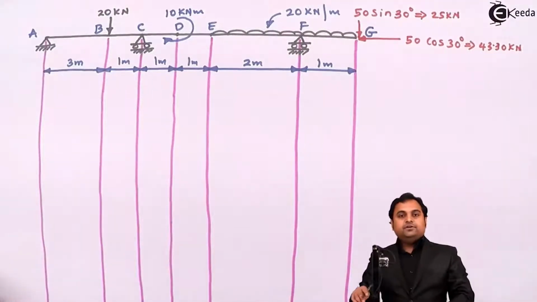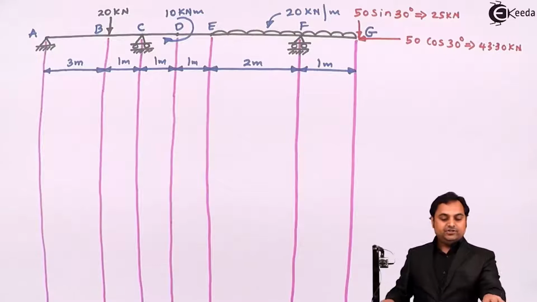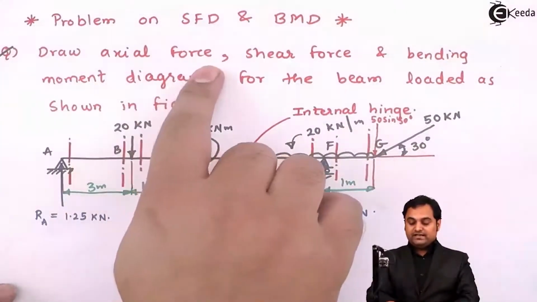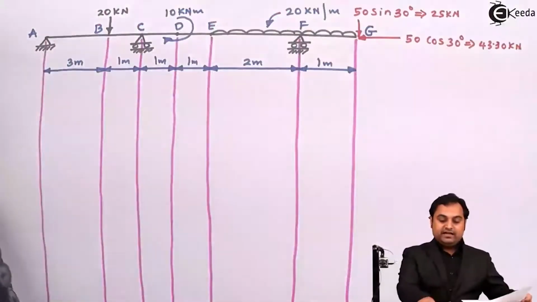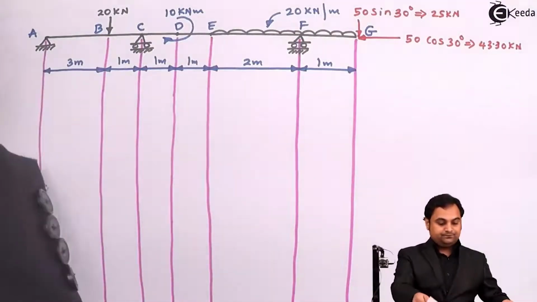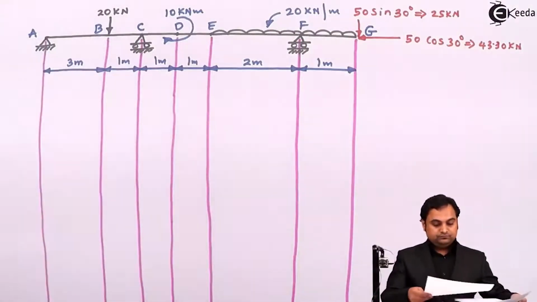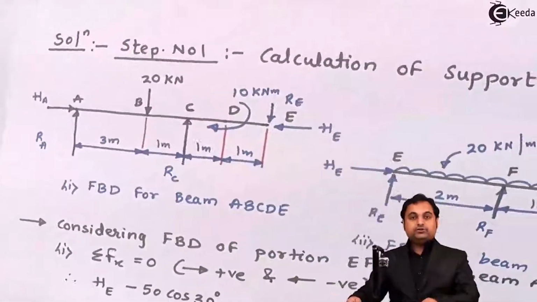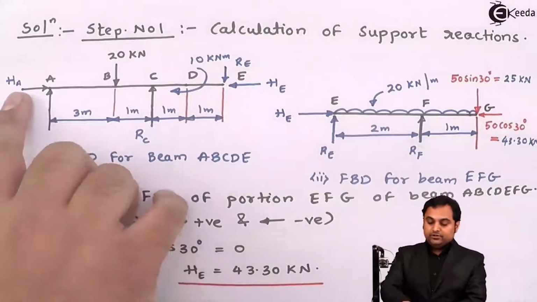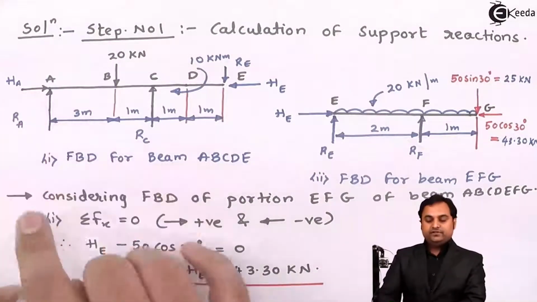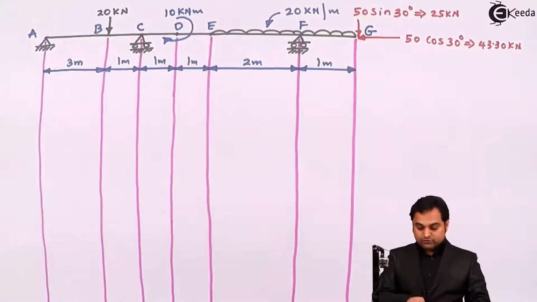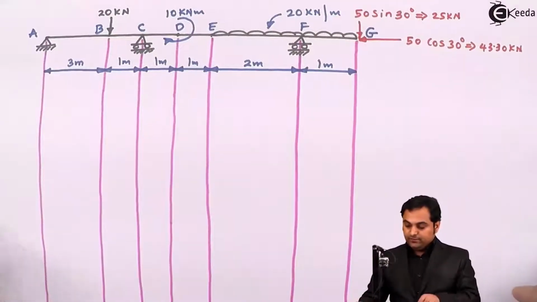Now, after I have completed the beam diagram, as mentioned in the question, we have to even draw axial force diagram, and for that axial force I'll require the horizontal reactions which we have found out. That is the horizontal reaction at point E, it is 43.30 kilonewton. Similarly, the horizontal reaction at A, it was also having the same value. It means the horizontal reaction is constant throughout. So the axial force diagram is a positive diagram.